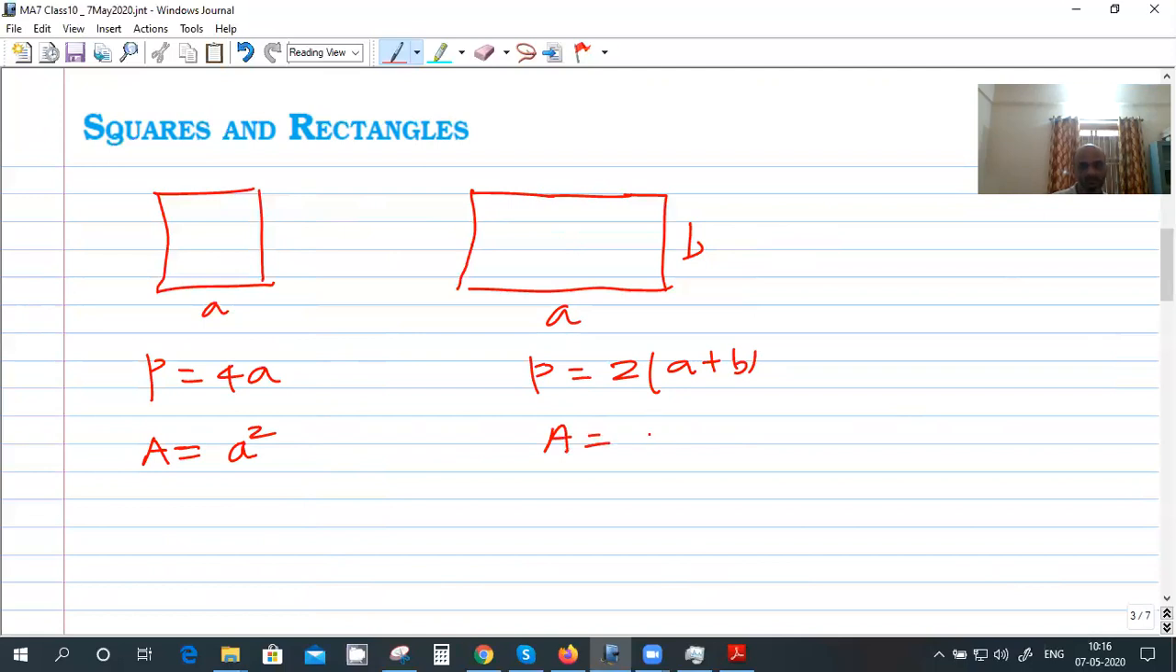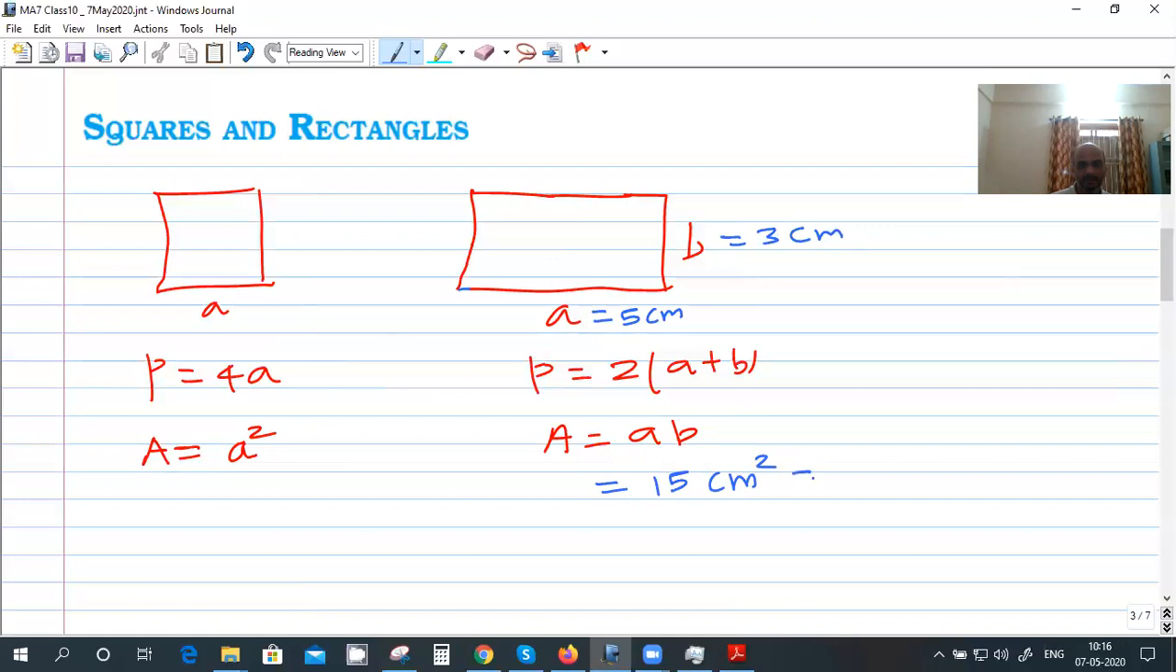Okay. Area of a rectangle, A into B. What is the proof of this one? Proof of the area of a rectangle and square. I don't know, sir. Can you just think? Suppose A is 5 centimeters and B is 3 centimeters. In that case, how much is the area? So, 15 centimeters square.